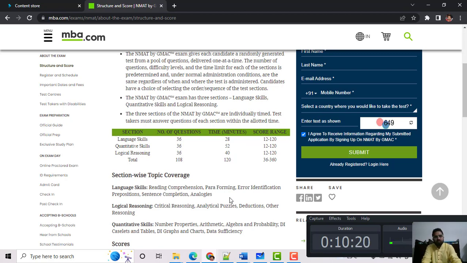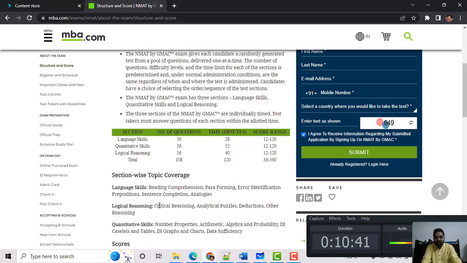Two specific sessions which we are conducting are on 8th of September and 12th of October. These are the two dates you can mark in your calendar, two online sessions which we'll conduct. You have to attend for sure, if you want to do well in NMAT.